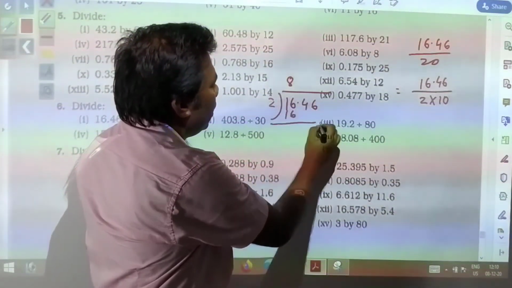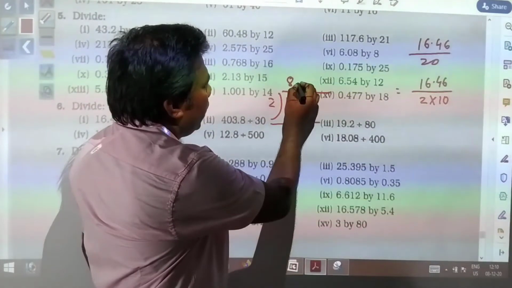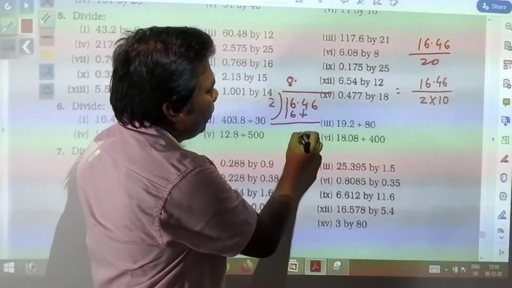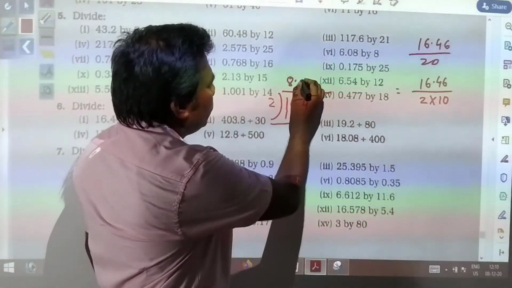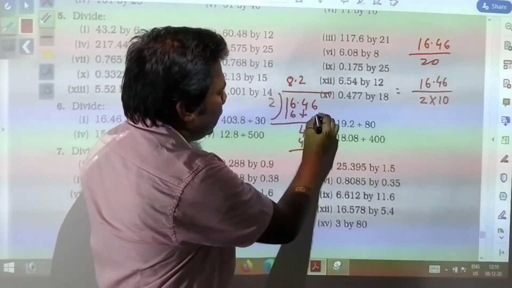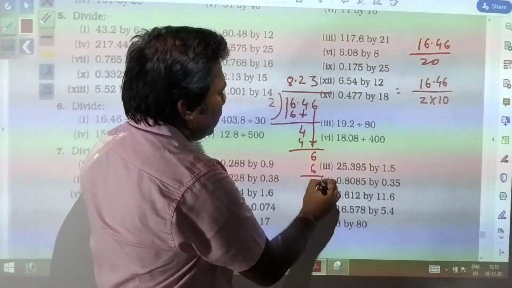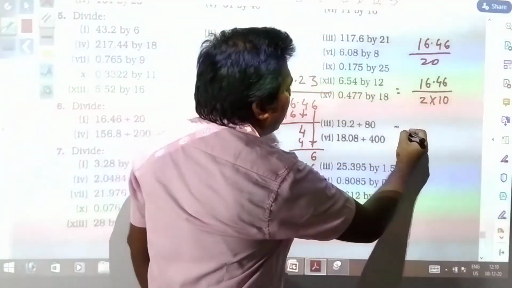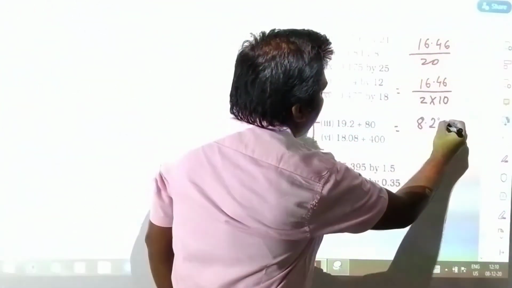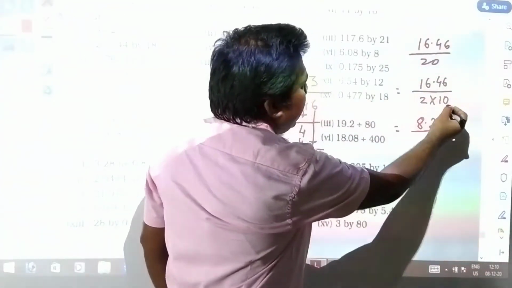2 8s are 16, 0, decimal you have, here you will put, next number will be taken down 4, 2 2s are 4, next digit you have 6, 2 3s are 6, 0. So you have got 8.23 divided by 10, this 10 you have.